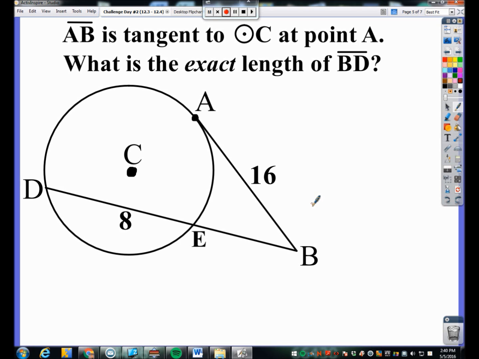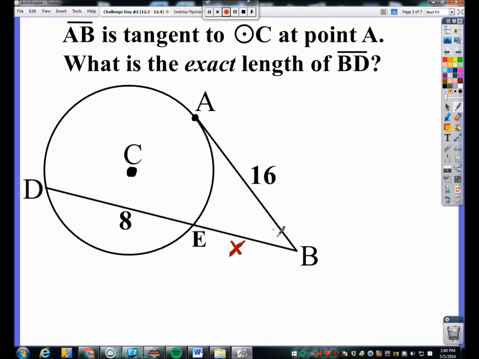And the last problem. AB is tangent to circle C. Again, whenever we're calling a circle by a letter here, we're talking about the center point. So it is tangent to circle C at point A. What is the exact length of BD? And BD we know is at least 8. We just got to figure out how much extra EB is. So I'm going to call EB my x here.